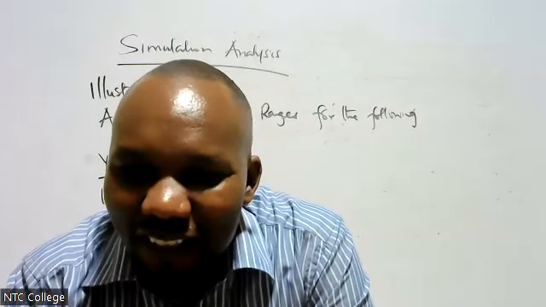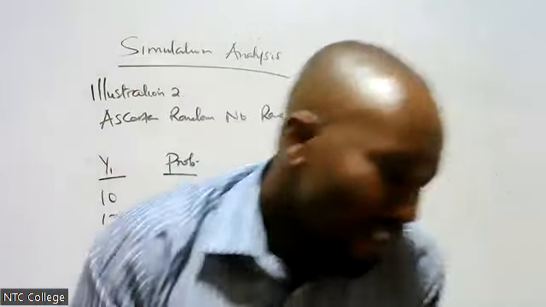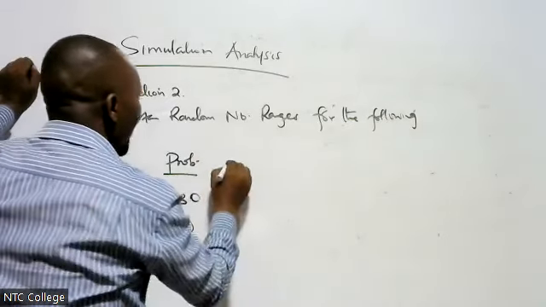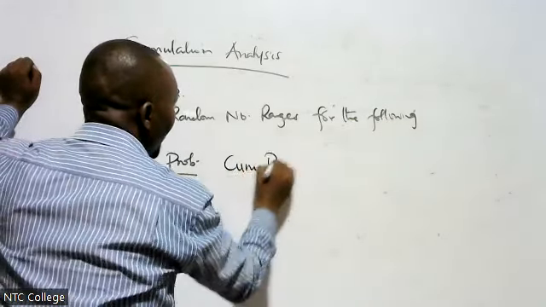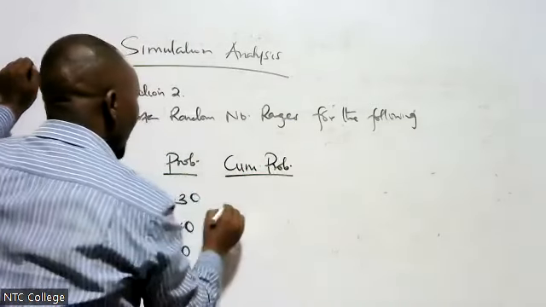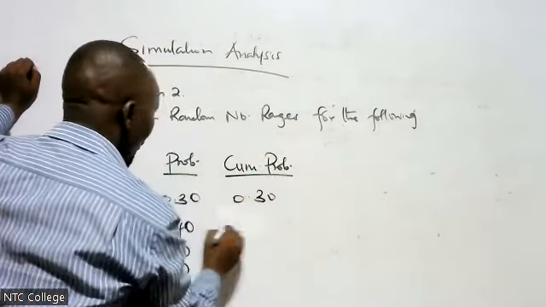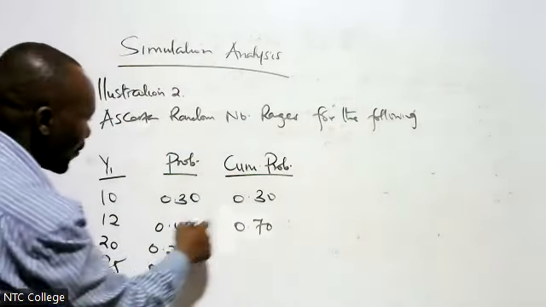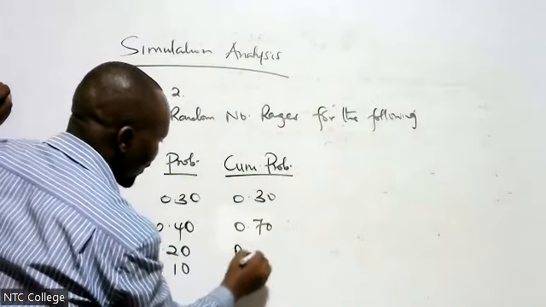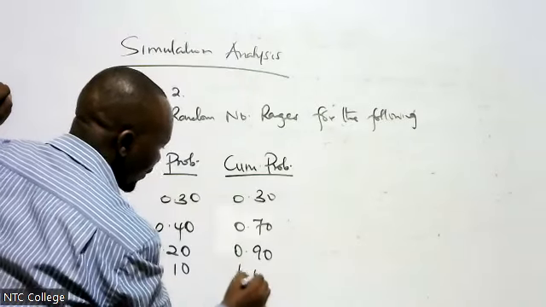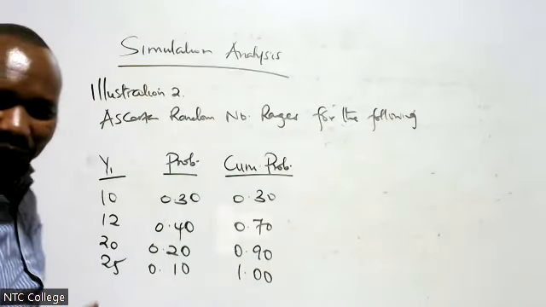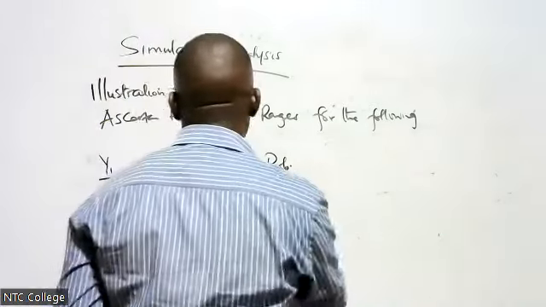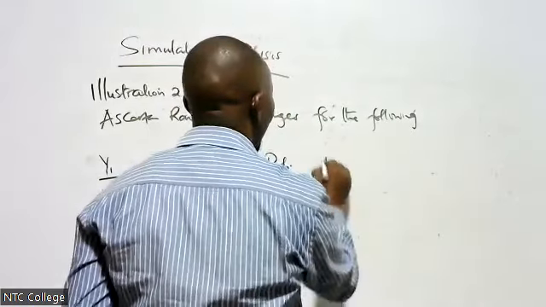Another person. So we agree that you have the cumulative first. Let's calculate the cumulative probability. Here we have 0.30. Here we're going to have 0.7 because we just add. Then you add 0.90, and then you have 1.00. Agreed. Now let's come to our random number ranges.